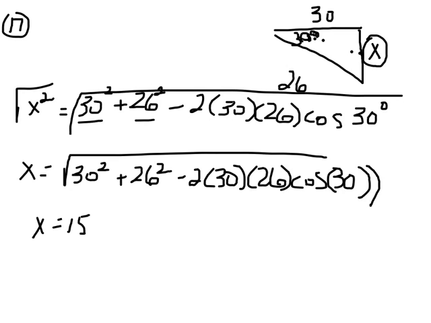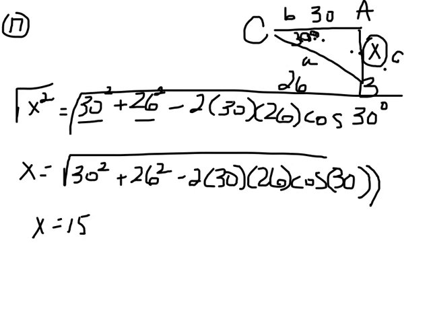So I could have labeled this big C and this little c, and called that A and this little a, and then 26 would have been little a, and little b would have been 30. I could have labeled the whole thing and gone by a formula. But if you understand what it's saying, the missing side squared is the other two sides squared, minus 2 times those two sides that you knew, times the cosine of the angle across from the missing side.